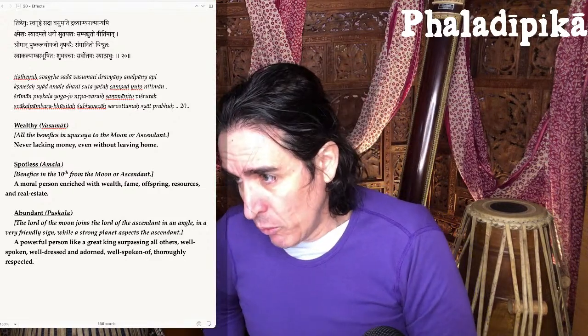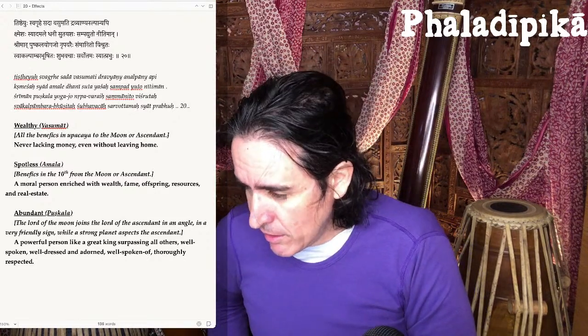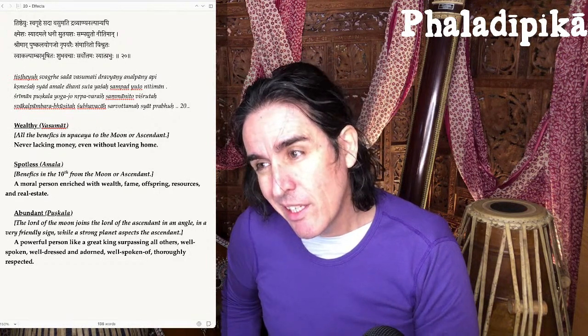So there's two important implications to Vasumāt yoga. The first implication is that they have a house, they have their own place, they don't have to rely on other people. The second implication is they don't really have to search for income and money. The money and income comes to them.